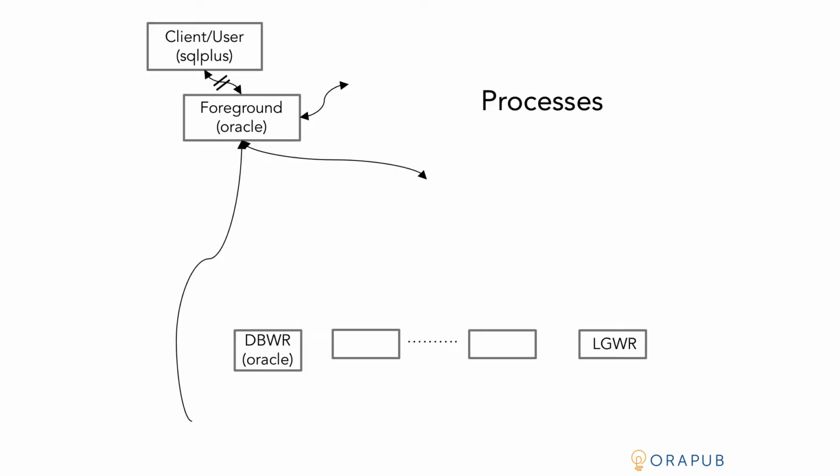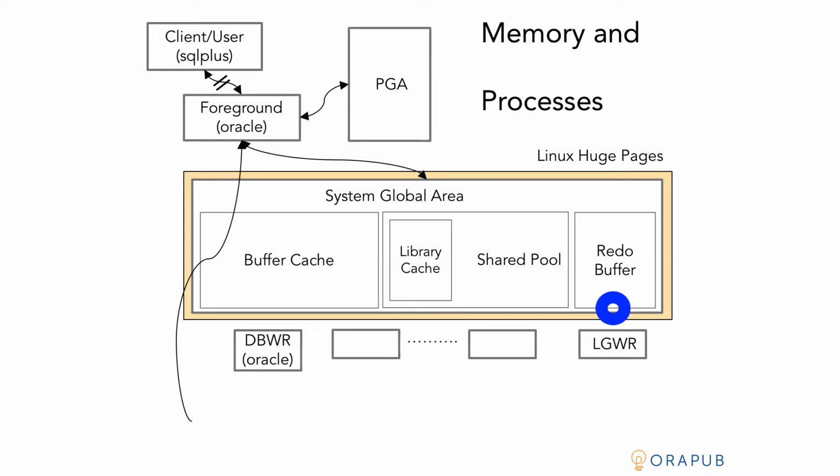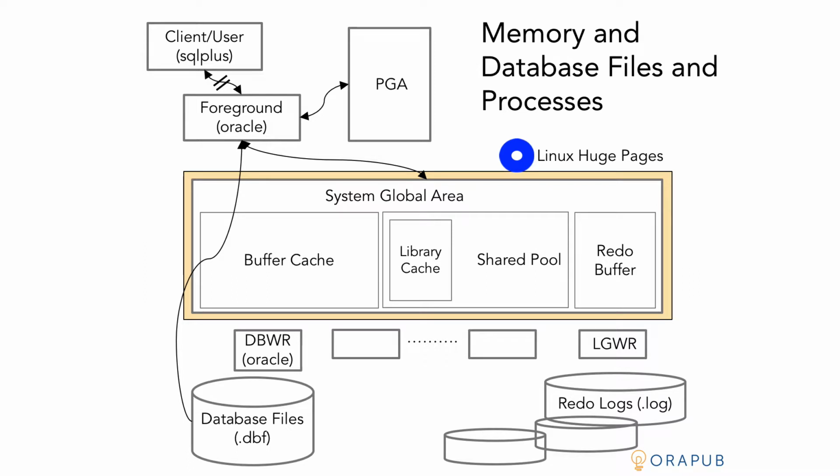So first, we have the client process. Then we have its foreground process, and then we have a number of background processes. Now let's see how the memory hooks into this. You can see the foreground process has its own private memory, and that's called the PGA, or the Process Global Area. And then we have the System Global Area, Oracle's main cache, and on Linux, that's usually held within Linux huge pages. Now let's add into the mix the Oracle database files.